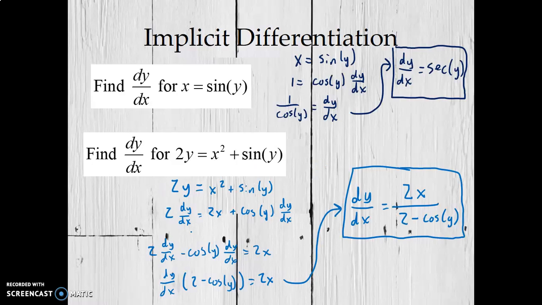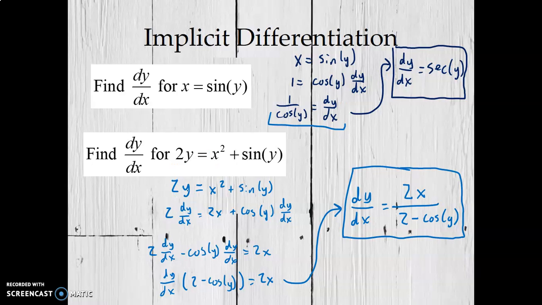So on this first one, the derivative of x is just 1, dx dx goes away. Derivative of sine of y is cosine of y dy dx, so you divide both sides by cosine. Technically this is fine, but this would likely be on the multiple choice portion, and they probably would have converted 1 over cosine to secant of y. So either of those is okay.